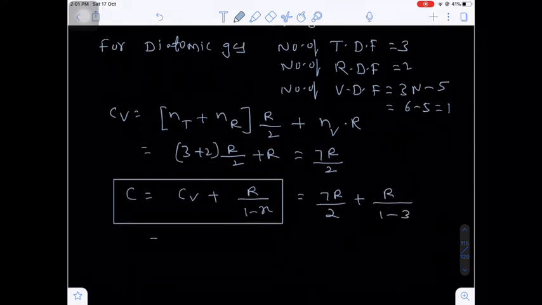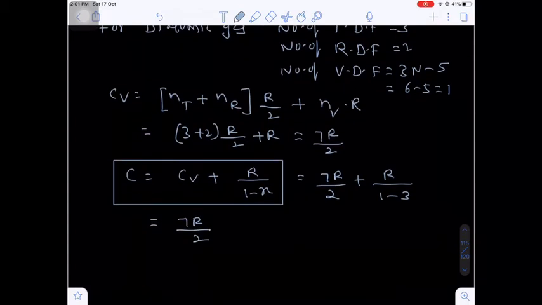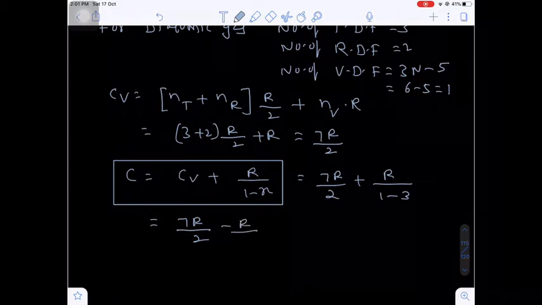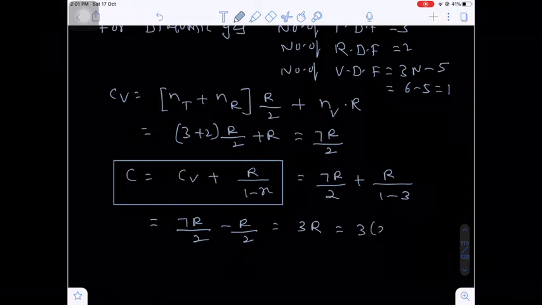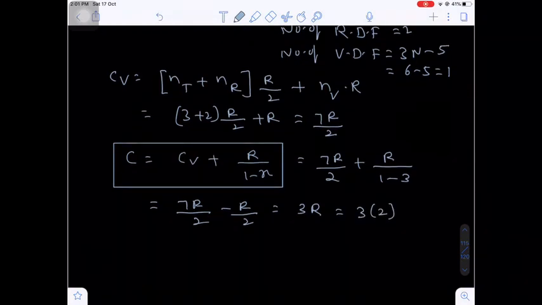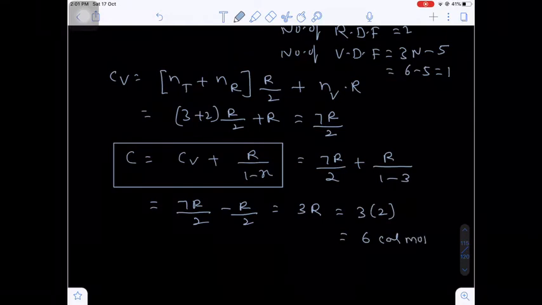So here C equal to 7R by 2, here minus R by 2. So minus R by 2 I am writing. 7R by 2 minus R by 2, 6R by 2, that will be 3R. So 3 into R value I am taking 2. That will be calorie per mole per Kelvin. So final answer, 6 calorie per mole per Kelvin. Are you getting my point?